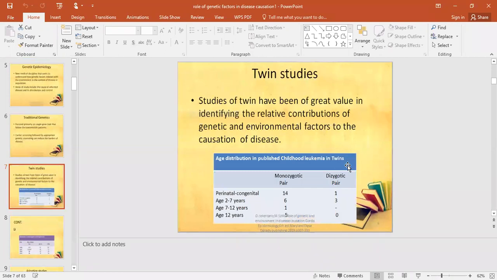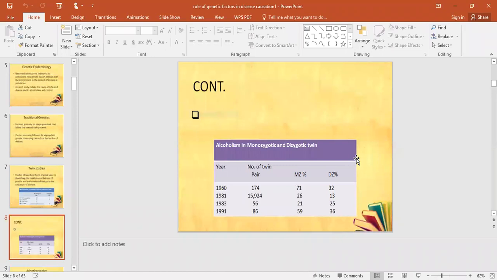Twin studies. Studies of twins have been of great value in identifying the relative contributions of genetic and environmental factors to the causation of disease. Age distribution in published childhood leukemia in twins, that is the difference between monozygotic and dizygotic pairs. Alcoholism in monozygotic and dizygotic twins: the number of twin pairs, monozygotic percentages, and dizygotic percentages.